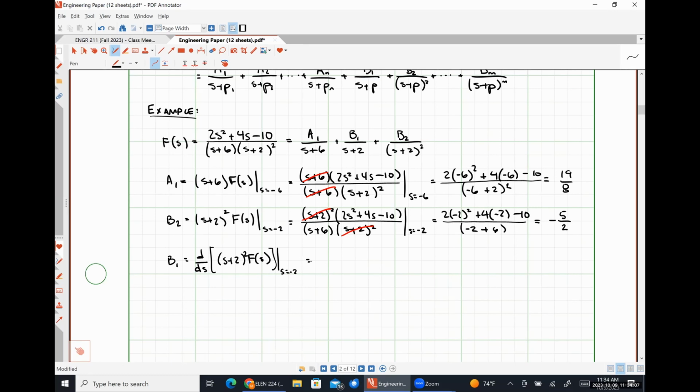Okay. So that's going to look like s plus 6 times 4s plus 4 minus 2s squared plus 4s minus 10 times 1. All of this over s plus 6 squared. And then we evaluate this at s is equal to -2. And I got -3/8.